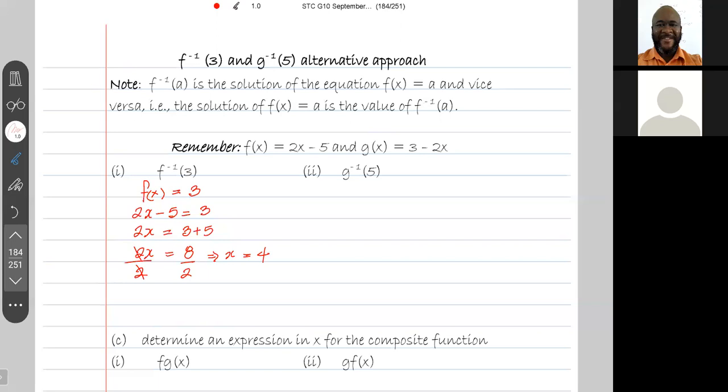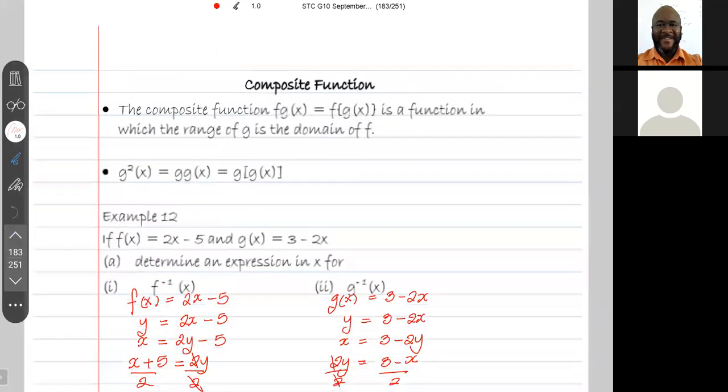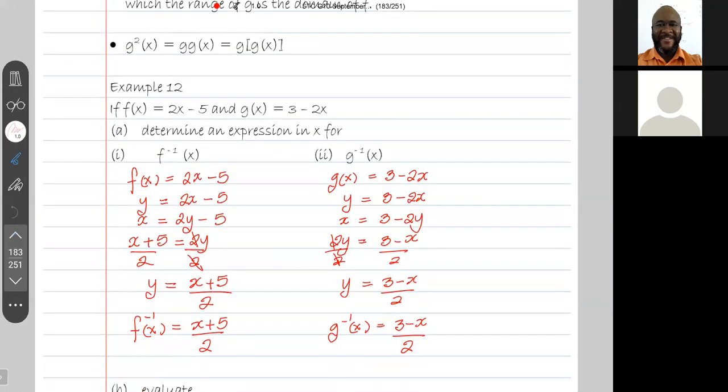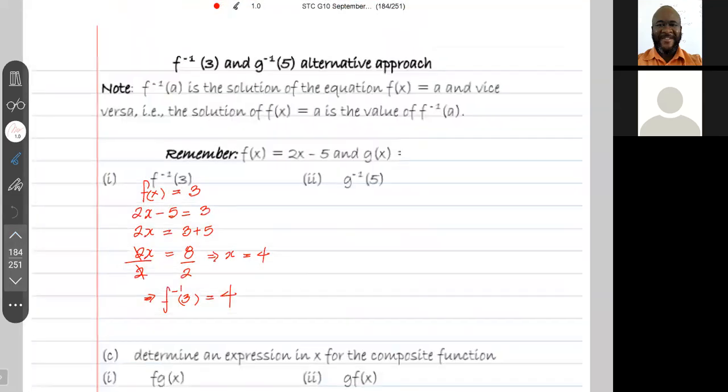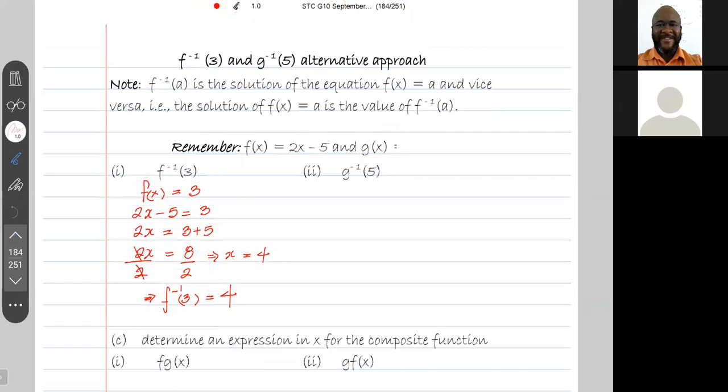But I also said that f inverse of 3 is the solution of the equation f of x is equal to 3. This means that f inverse of 3 is equal to 4. You might not remember, but I'll show it to you that when we used the other approach, that's what we got as well. Here it is, f inverse of 3 is equal to 4. And when we use this alternative approach, we got the same answer.